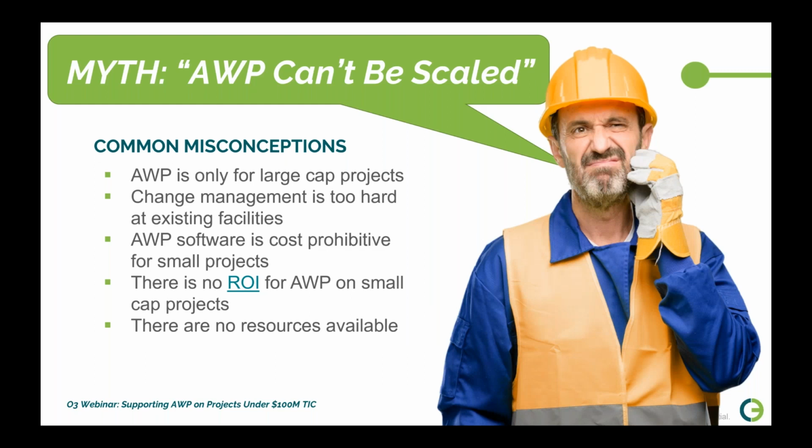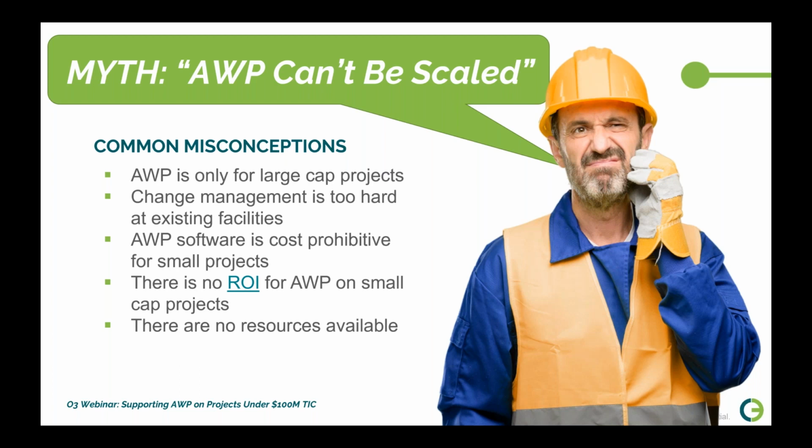Now let's cover some myths which say AWP cannot be scaled. While it is true that deploying AWP on small cap projects has some unique challenges that you don't find on most large cap greenfield projects, the overwhelming evidence is that in small cap, AWP works, and it works at scale. O3 paved the way for this by being the first company to do scalable AWP with entire programs of small cap projects being managed at existing owner facilities.